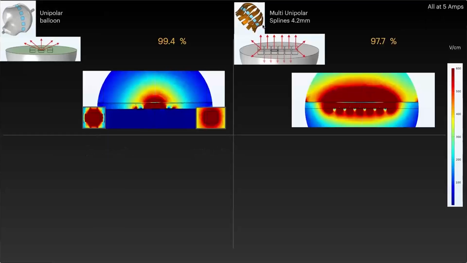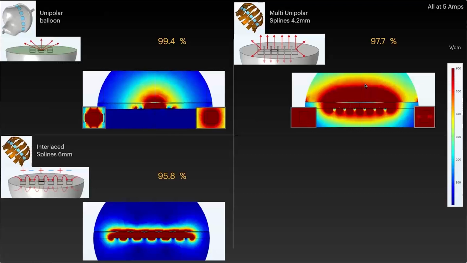So here again, multi-unipolar splines, all energized simultaneously. You do have some current leak in between the splines, even though they're tight. You have a lot of energy into the lungs and fat and esophagus and aorta, modeled here. You can see where it's imperfectly covered.